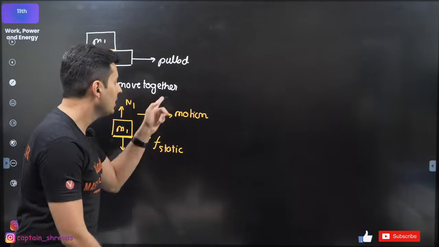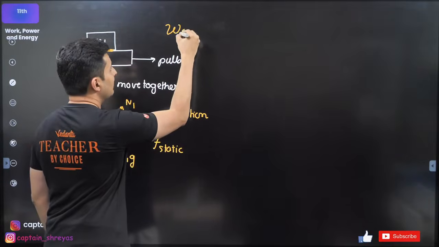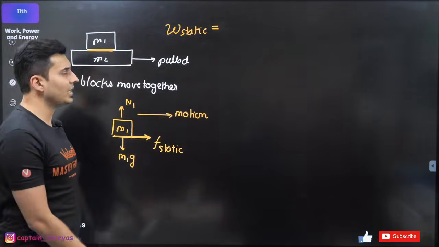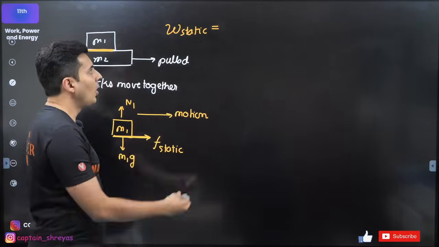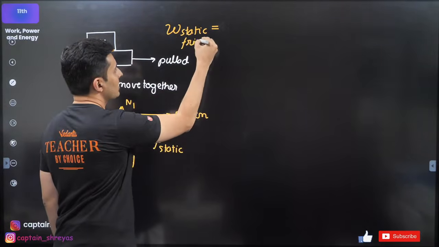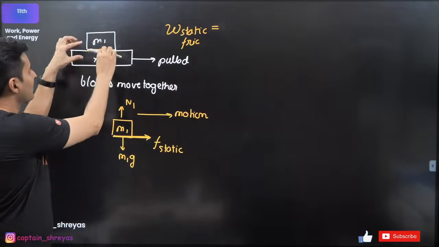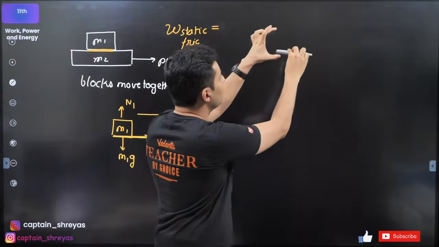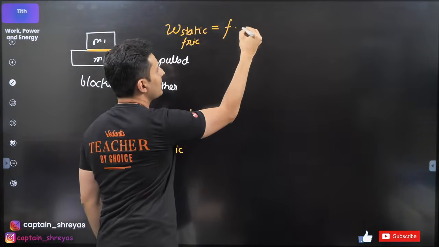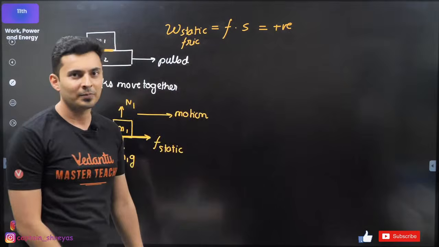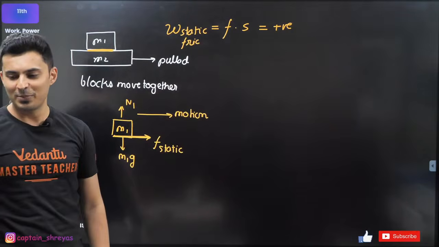Now think and tell me, is the work done by that static friction positive or negative? Friction itself moved. As the blocks move, the friction moves. So it will be the frictional force into the displacement, which is definitely a positive number.